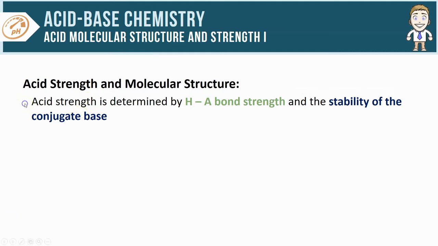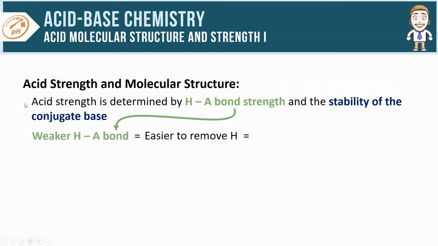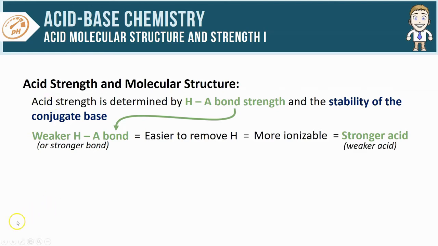If the bond between the hydrogen and the rest of the acid is very weak, then that's a very easy bond to break. So it's therefore very easy to remove that hydrogen, which makes that hydrogen more ionizable. That means more acid molecules will lose their hydrogen. You're going to end up with a stronger acid. The opposite is true as well. If there's a stronger bond, it results in a weaker acid.